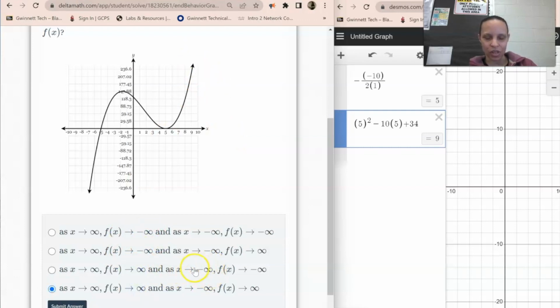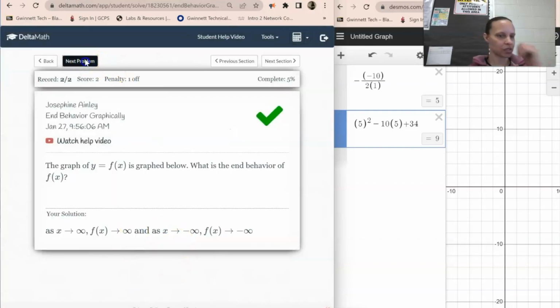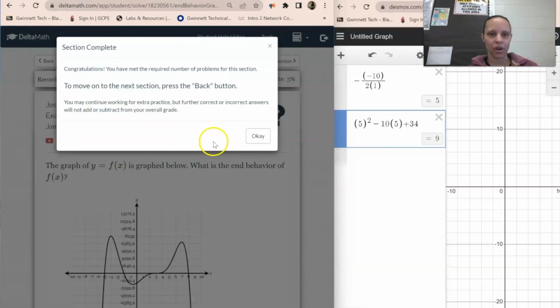As x is going to the left, what's happening to that graph? As x is going to this side, the left-hand side, it's going to negative infinity. So which one of these is going to negative infinity? This one is. Again, I'll do another one because I know this notation can be a little bit confusing, but just think of it as left and right.